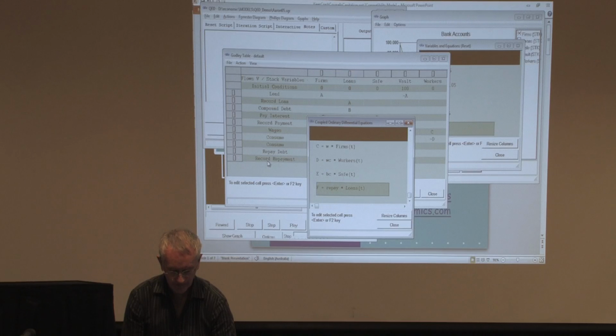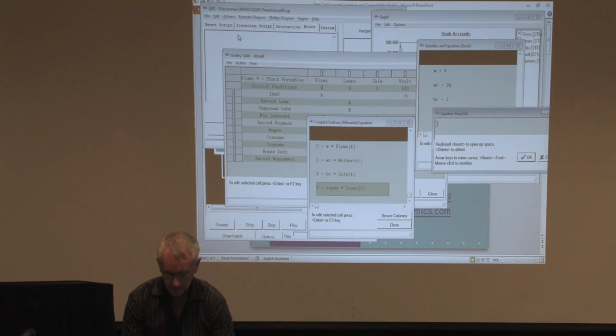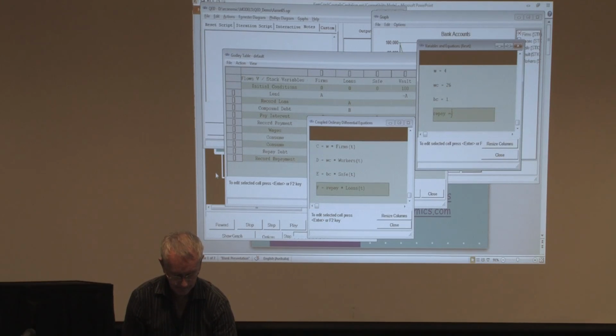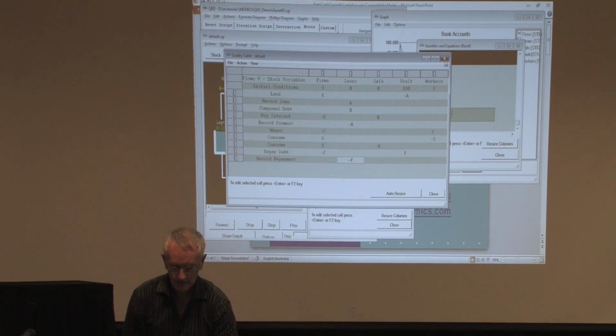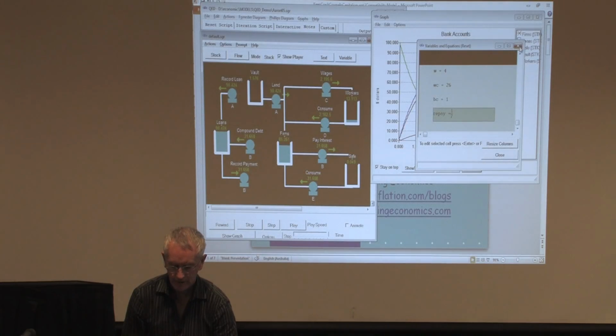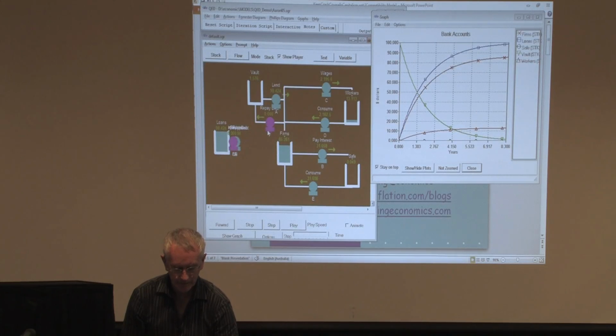And having done that, give it a value. And if I use the up and down key, I can actually type a fraction here. Make it 1/7. That actually translates to the banks repaying their loans over a 7-year period. Save that. Come back over here. Shut these windows down. Generate the new diagram.